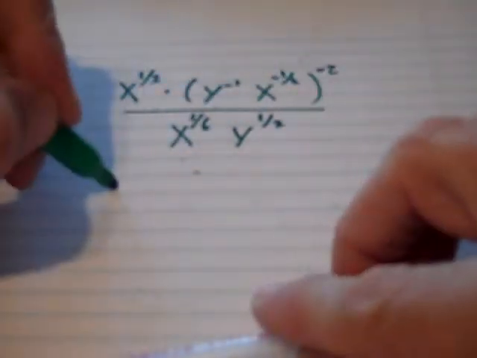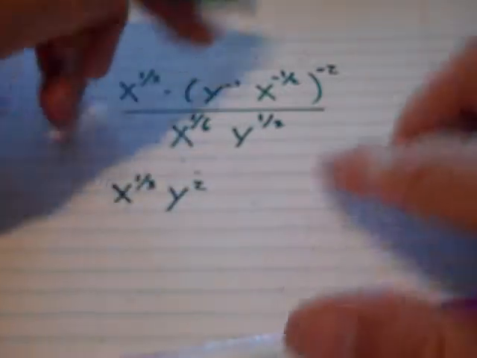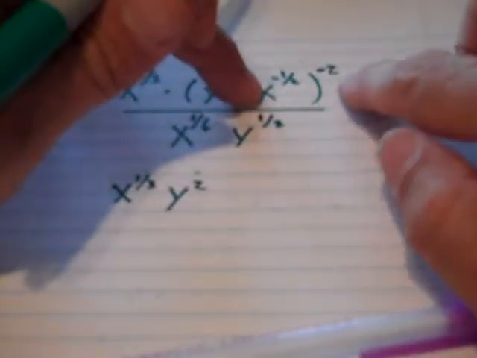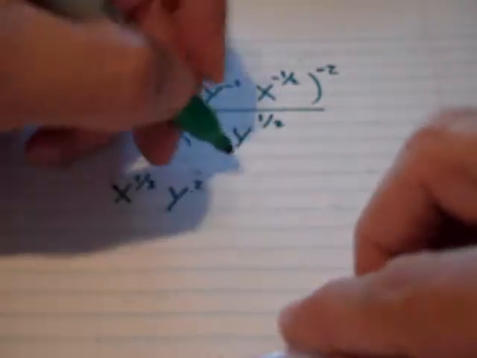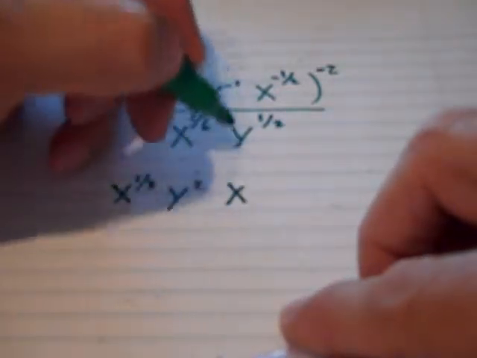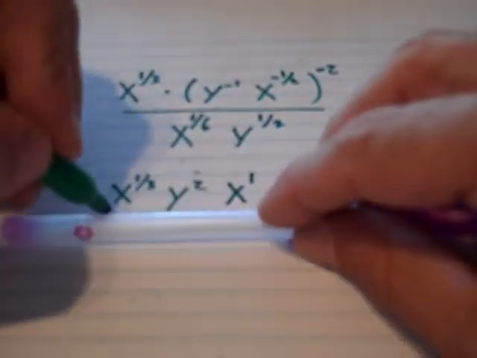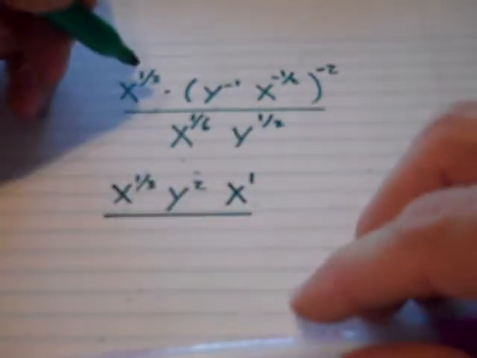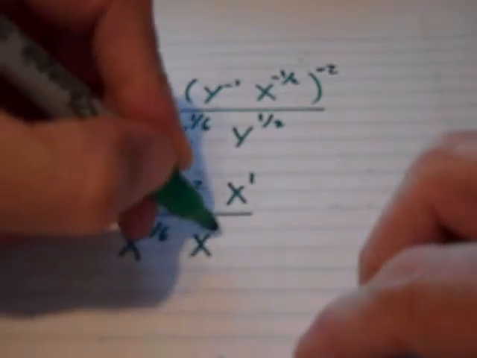So I get x to the 1/3, that stays as it is, of course, and then I'm going to multiply -2 times -1 to get y to the +2, and x to the -1/2 raised to the -2 power is x to the first power. And I'll put a 1 there just for fun, and then all over x to the 1/6, x to the first.